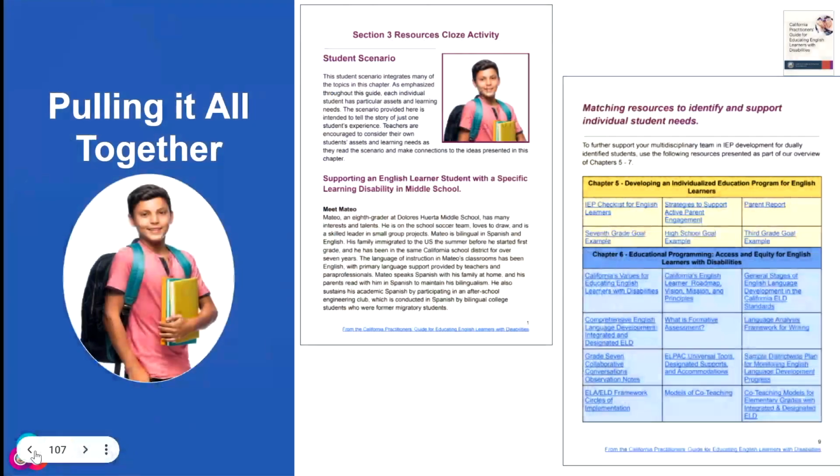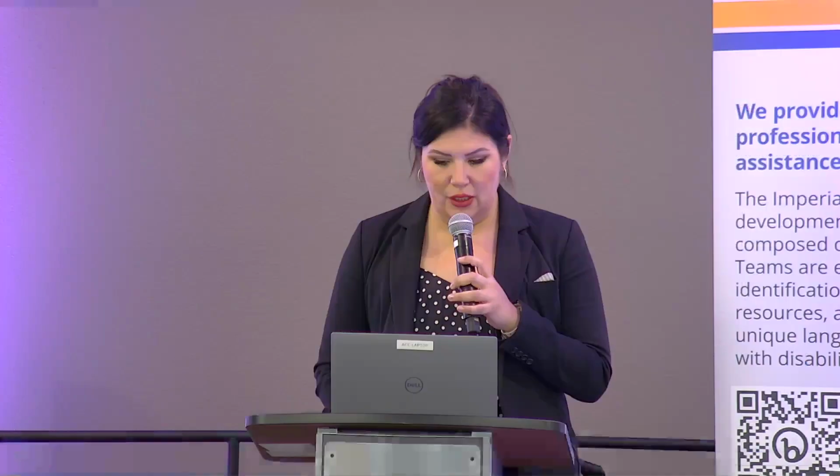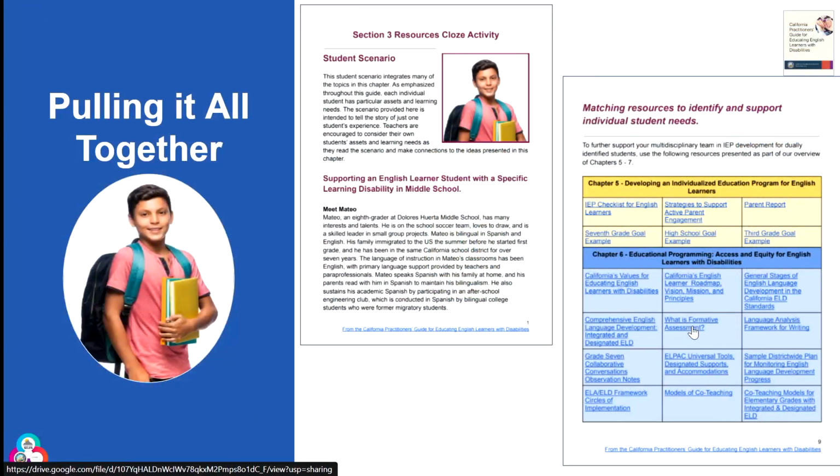All right, guys. So it's been a lot of information. So we always like to provide you with a resource that's going to help you tie it together and take it back to your sites to support your individual needs. So what I'm going to do is click on this resource so that you can see what it looks like. Number one, you have the student scenario. And the student scenario, again, allows us to meet Mateo, who's an 8th grader at Dolores Huerta Middle School. Now, what we're going to do is match resources to identify and support individual student needs.